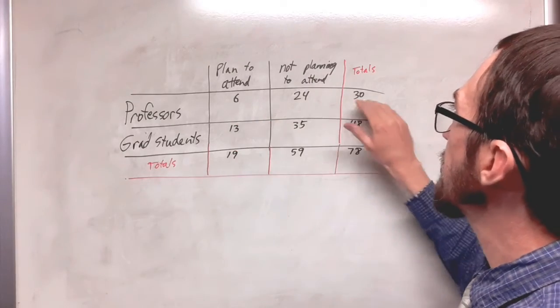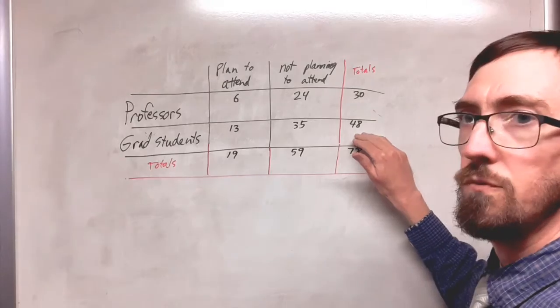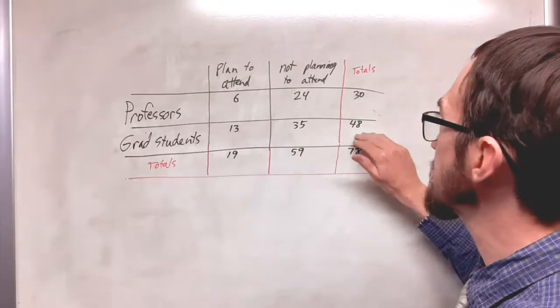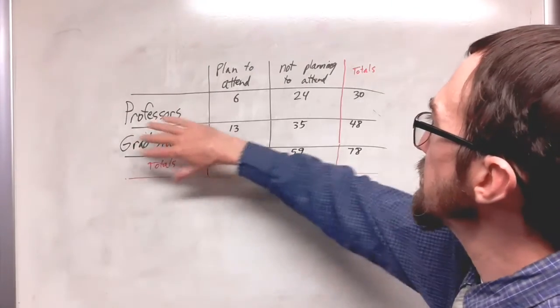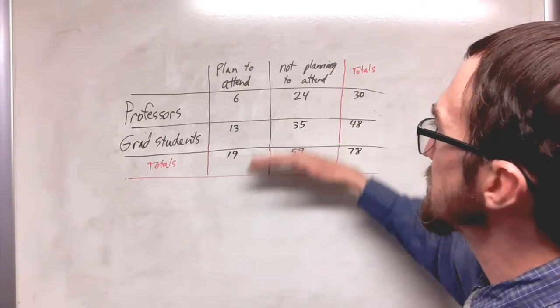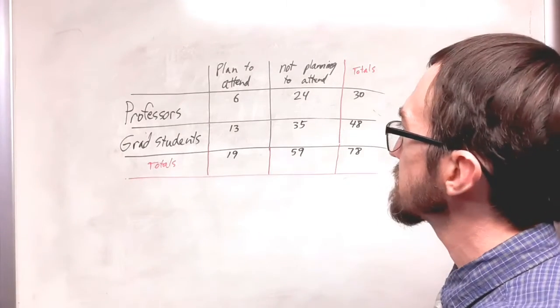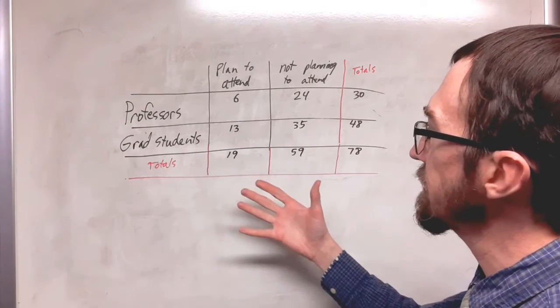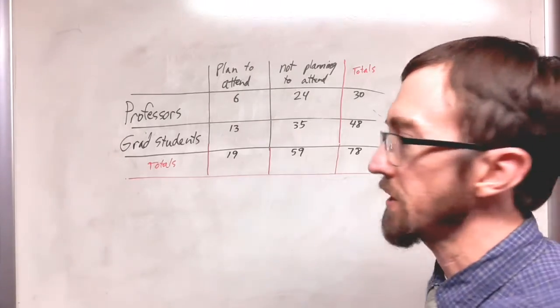Across here, we have 30 total professors that were in the survey, and across here, 48 total graduate students. Again, this totals to 78. So you can read the table this direction or this direction, being the two-way frequency table. There's a modification that we can do to this as well and create another type of table.